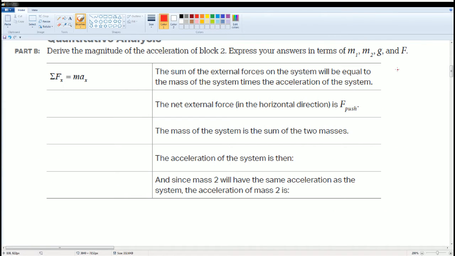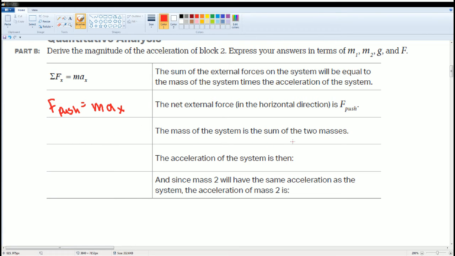Next is the quantitative reasoning. Here we're going to be deriving the acceleration for block 2. Here they give you what the steps are, so you just have to write it. What they start you off with is that the summation of all the forces of the system will be equal to the mass of the system times the acceleration of the system, which is just Newton's second law. The force we have here, the F push, is going to be equal to the mass times the acceleration in the x direction.